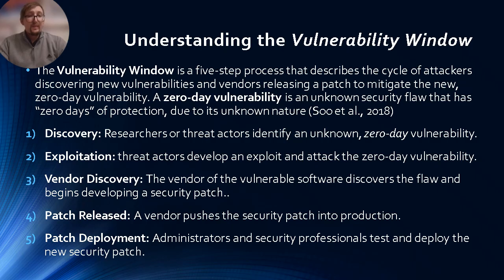The second step is exploitation. Threat actors develop an exploit and attack the zero-day vulnerability. Third, vendor discovery. The vendor of the vulnerable software discovers the flaw and begins to develop a security patch. Step 4, patch is released. A vendor pushes the security patch into production. And the final step of this cycle, patch deployment. Administrators and security professionals test and deploy the new security patch.